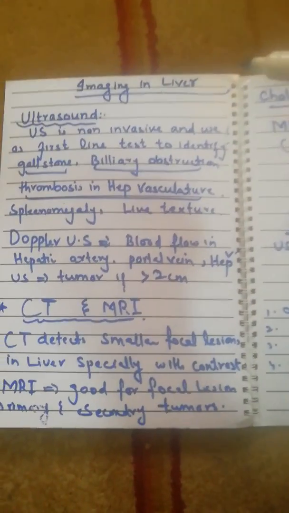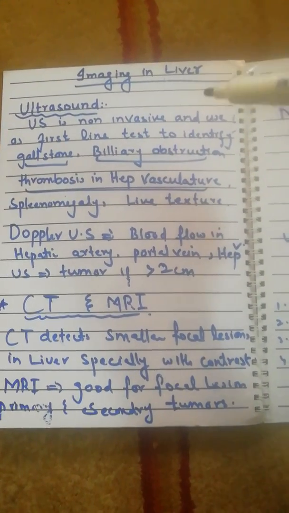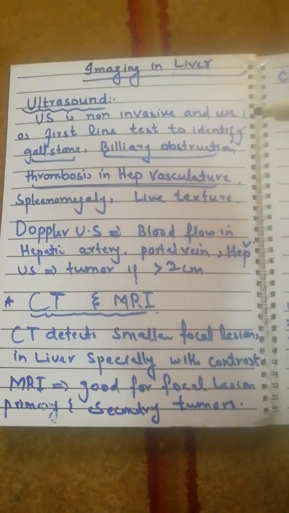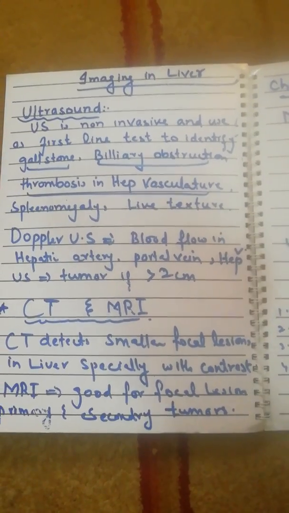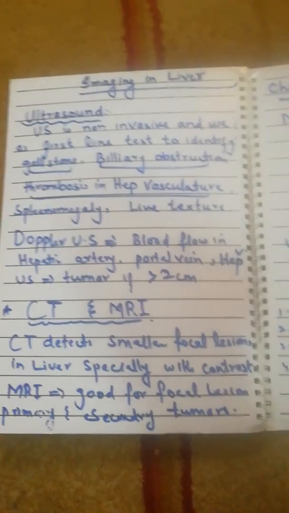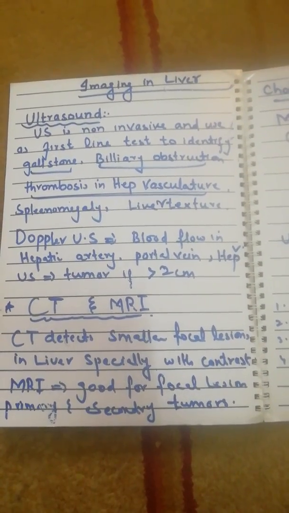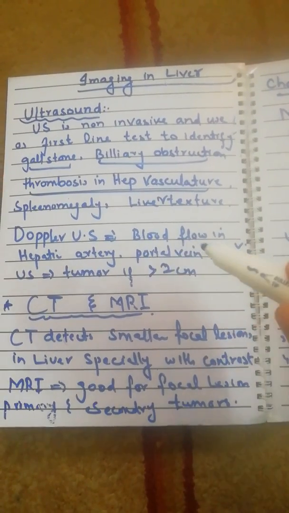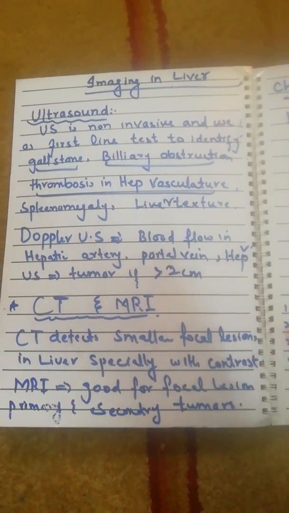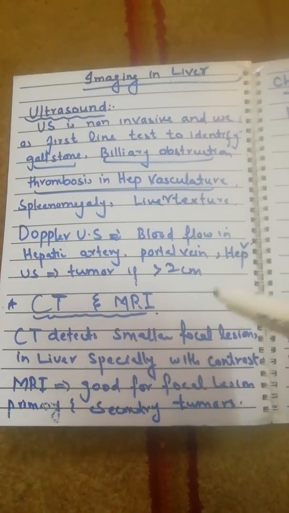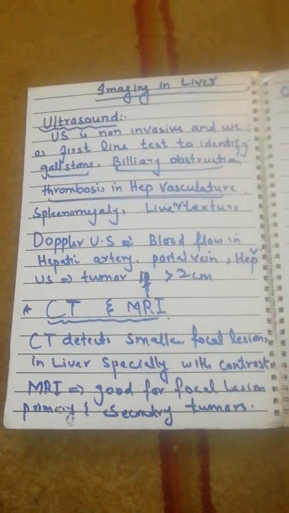The next investigations are imaging of the liver. So the first one is ultrasound. Ultrasound is non-invasive and used as a first line test to identify gallstones, biliary tree obstruction, and thrombosis in hepatic vasculature. It detects splenomegaly and can also tell us about the liver texture. Doppler ultrasound may tell us about the blood flow in the hepatic artery, portal vein, and hepatic vein. So Doppler ultrasound can tell us about the vasculature of the liver. Ultrasound can also tell us about a focal lesion like a tumor if it is more than 2 centimeters.